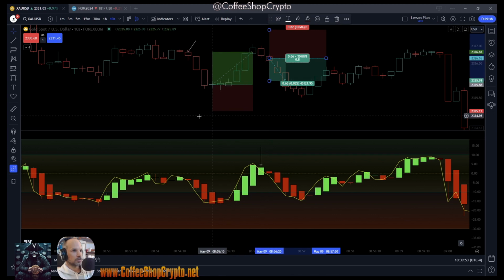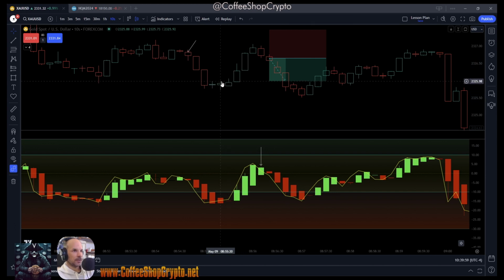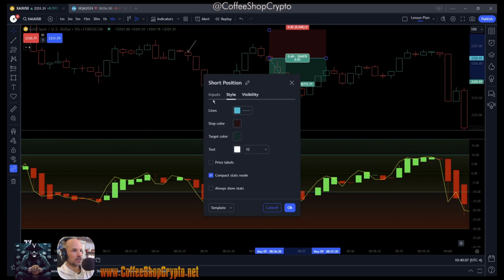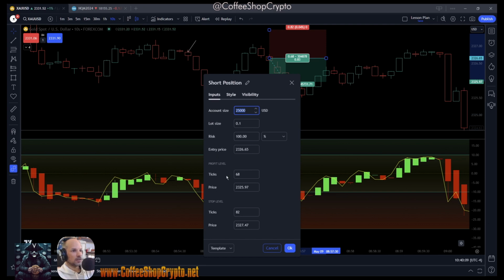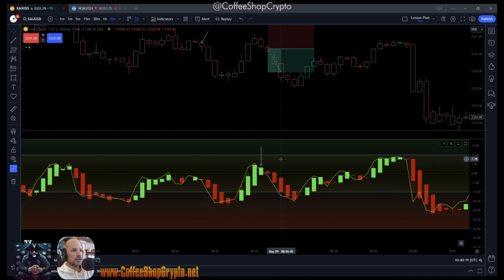Find your support. Where was the last high? Like here's a high. Let's get rid of this. Here's a high. It was broken by this candle. This open is going to be my target. That's it. That's going to be my target right there. However many ticks that is. And in this case, it's on gold for 68 ticks. Now, there we go. So how does this help you?